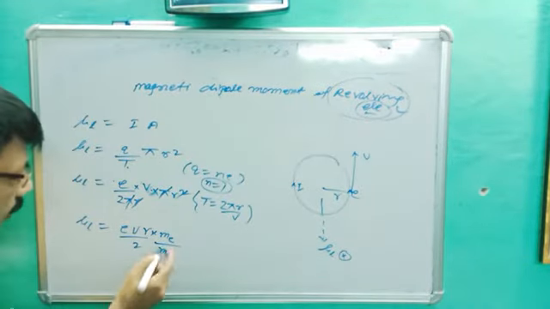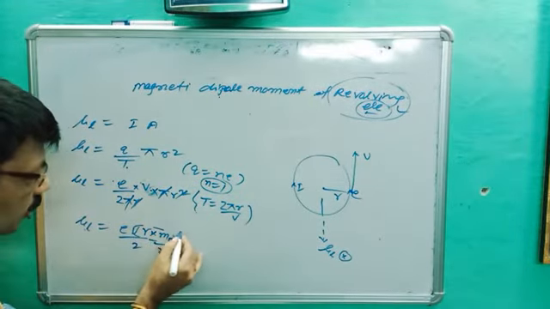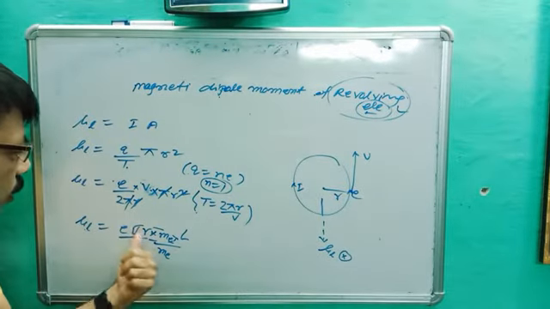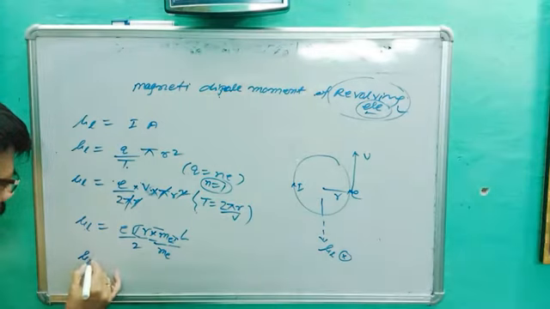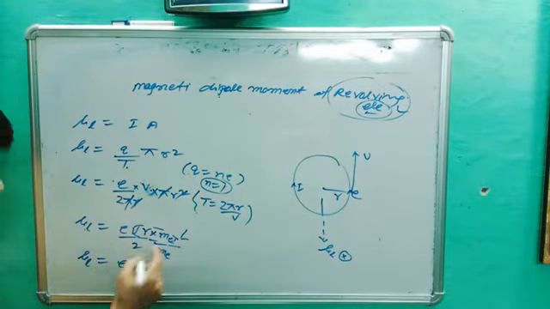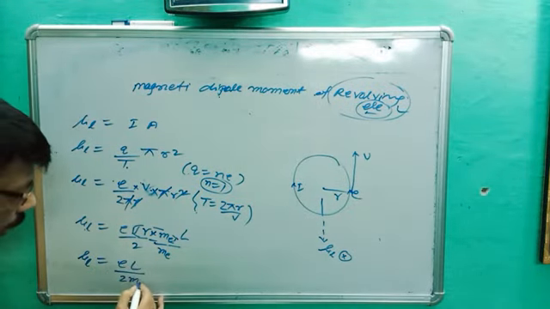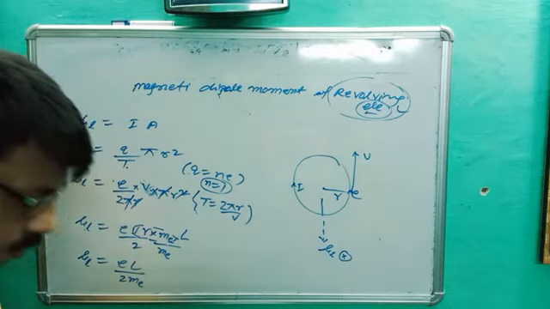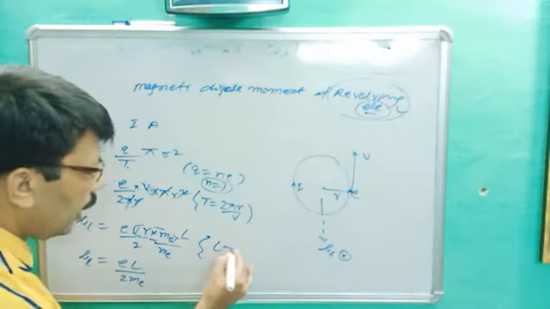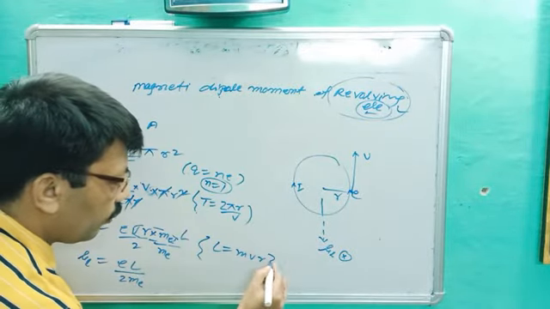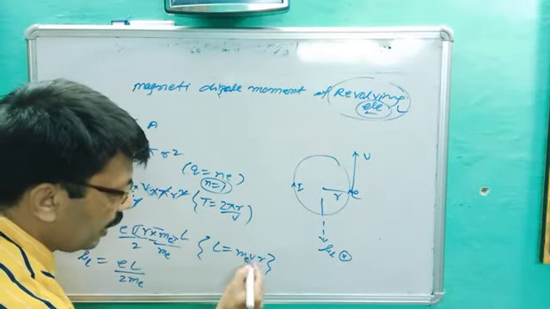So what do we get here? This becomes capital L. You better know L is equal to mvr. So what will be the formula? Mu L is equal to E capital L upon 2me. Capital L is equal to mvr. We can write here L is equal to mvr, but here not m but Me, the mass of the electron.